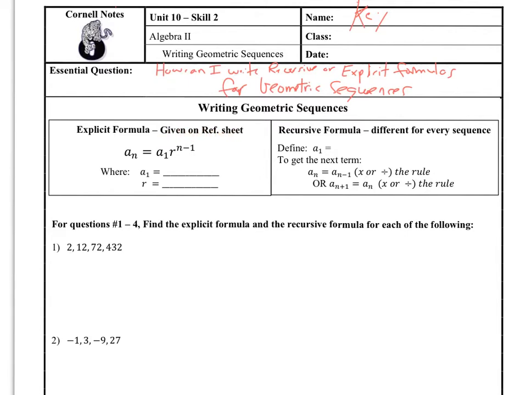And you can get an idea from the recursive formula that you saw last class: to get the next term, you are multiplying or dividing by the rule. So a geometric sequence is really multiplication. You're either multiplying by a whole number or by a fraction, which is where the division comes in. It's a multiplication sequence, so it's times 2 times 2 times 2, or times 4 times 4, or times a half times a half times a half.